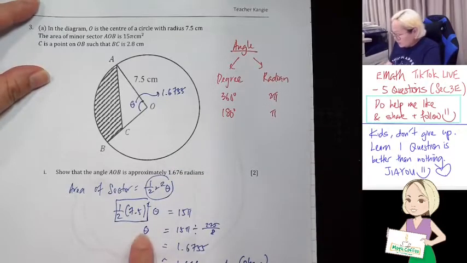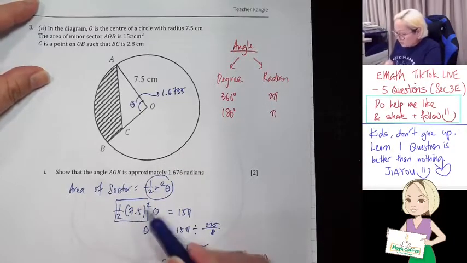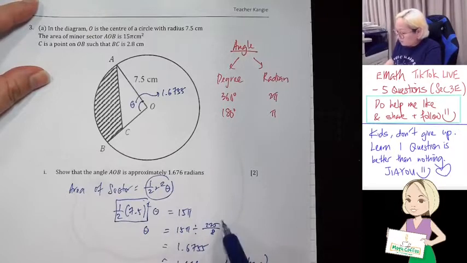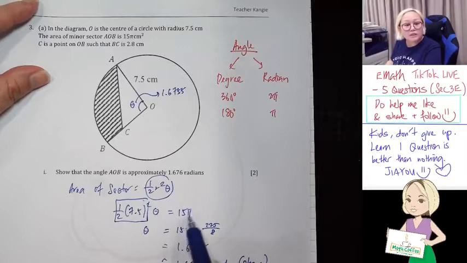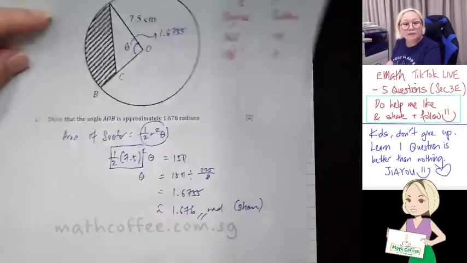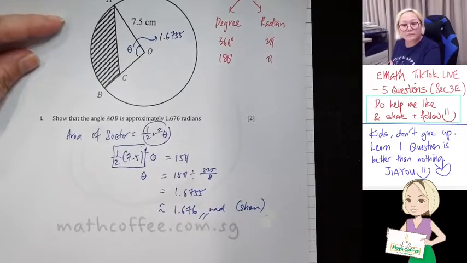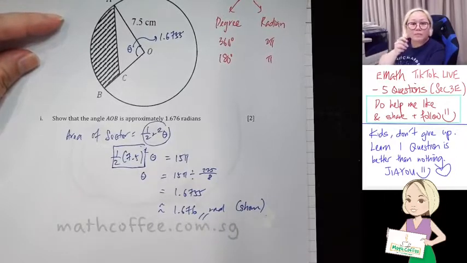And then after that, I just simplify this one and press the calculator. It gives you 225/8. To solve for theta, you just take 15 pi divided by the rest, press the calculator, and you get this one. Okay? I started that EMath today, my EMath 5 questions Sec 3E.